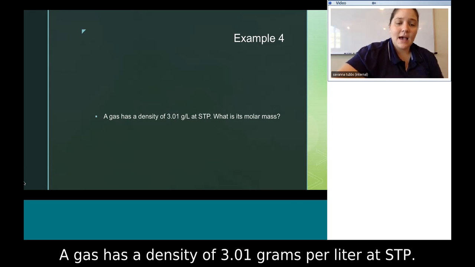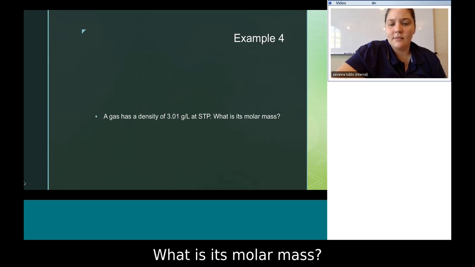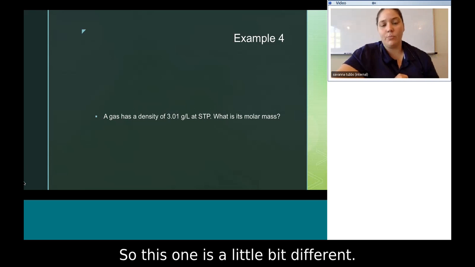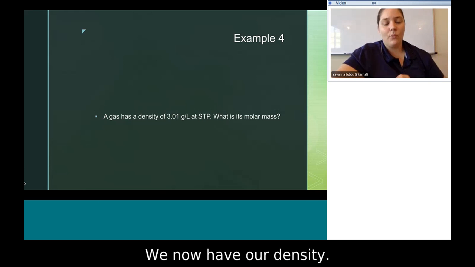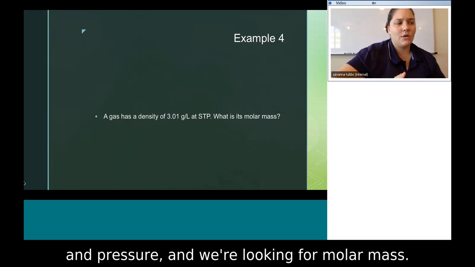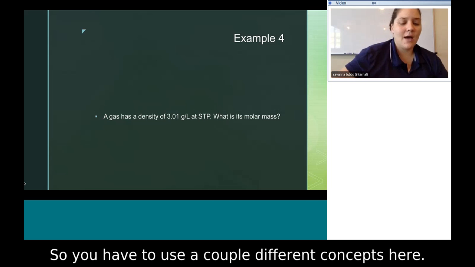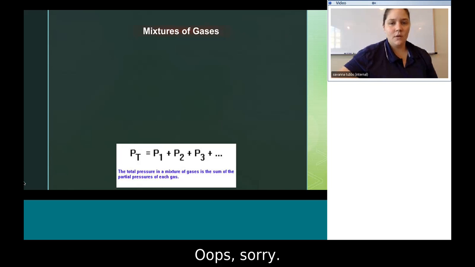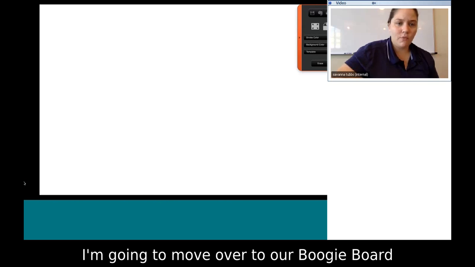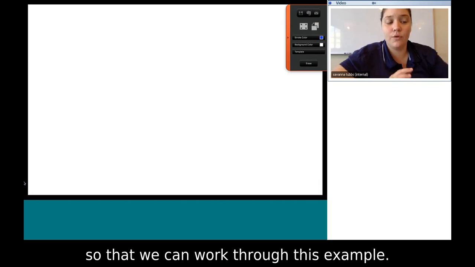A gas has a density of 3.01 grams per liter at STP. What is its molar mass? So this one is a little bit different. We now have our density. We're told that we're at standard temperature and pressure, and we're looking for molar mass. So you have to use a couple different concepts here. Oops, sorry, let me go back. I'm going to move over to our boogie board so that we can work through this example.